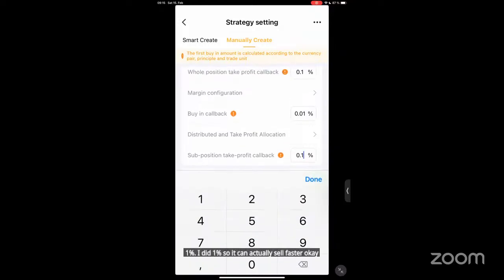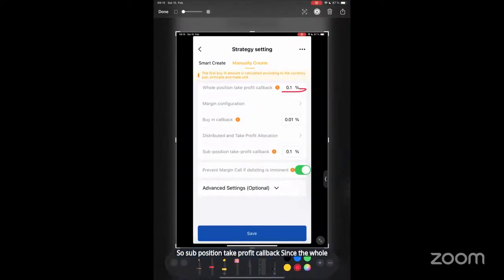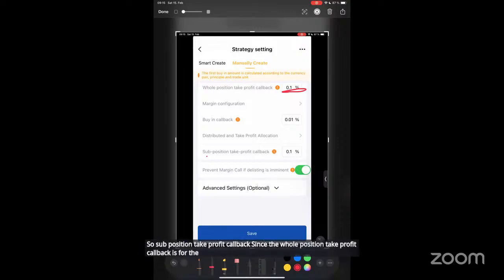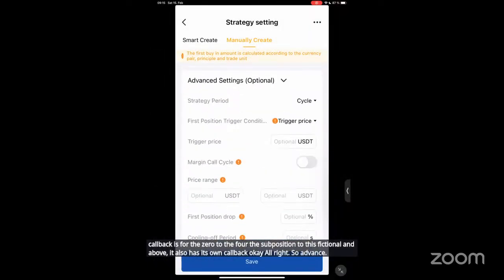So sub position take profit callback. Since the whole position take profit callback is for the 0 to the 4, the sub position, the fifth call and above, also has its own callback. Okay. All right. So advanced settings.